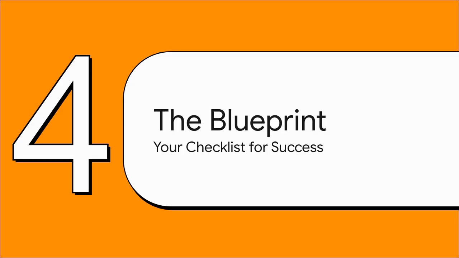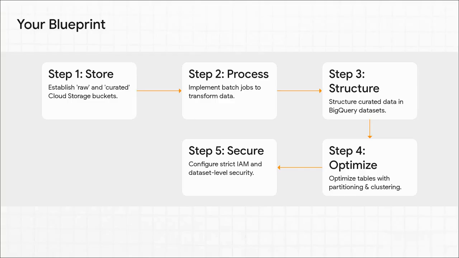All right, we've walked through all the different parts of our data factory. We've seen the collection dock, the refinery, and all the performance and security upgrades. So now, let's put it all together into one final actionable blueprint. This is it. This is your checklist for building a rock-solid data platform on GCP. You start with that fundamental raw and curated separation in cloud storage. Then you build your automated processing jobs. You load that clean data into structured BigQuery datasets. You intelligently optimize your most used tables with partitioning and clustering. And finally, you lock it all down with strict security controls. This isn't just a list of steps. This is the proven pattern for turning data chaos into a real strategic asset.